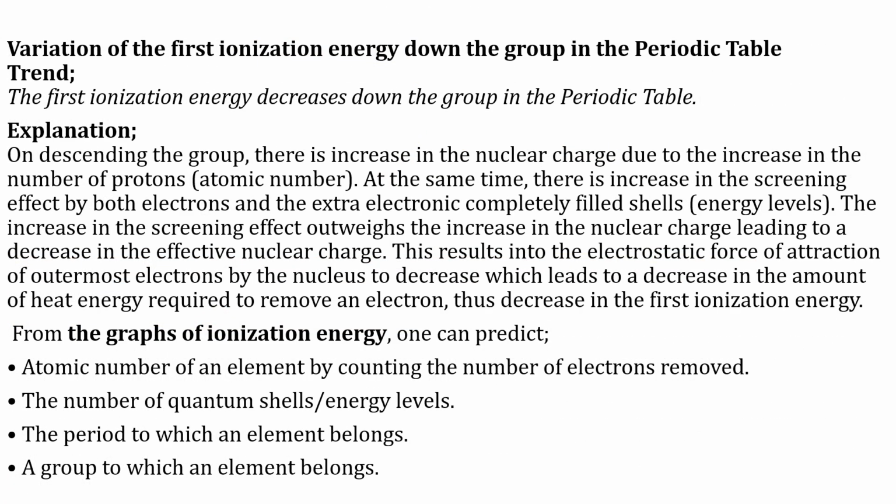Now looking at the variation of ionization energy down the group of the periodic table, these questions are set in such a way that they first tell you to state the trend, and then they tell you to explain. Those are two separate questions, so you have to start by stating the trend first, and then the explanation follows. Most students fall into a trap of just beginning to explain without stating the trend. Know that if you begin to explain without stating the trend, your marks are going to be denied.